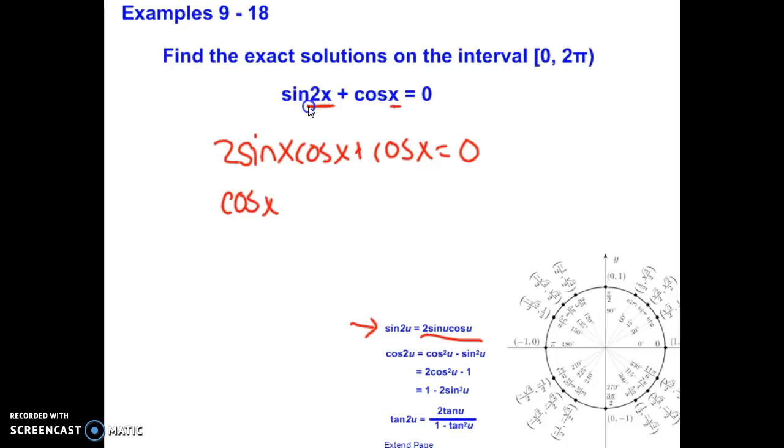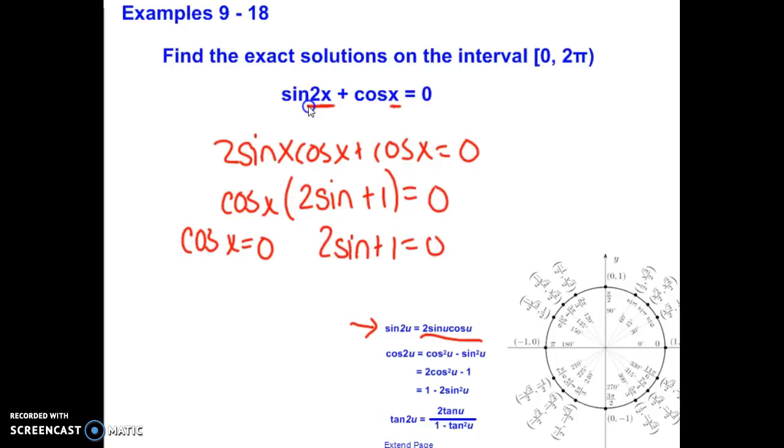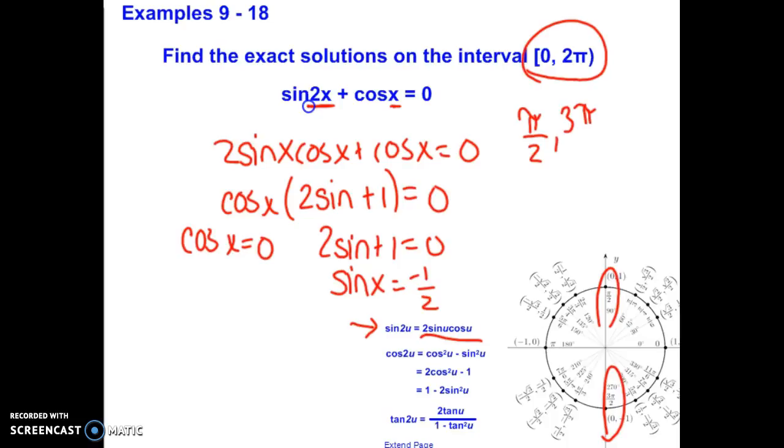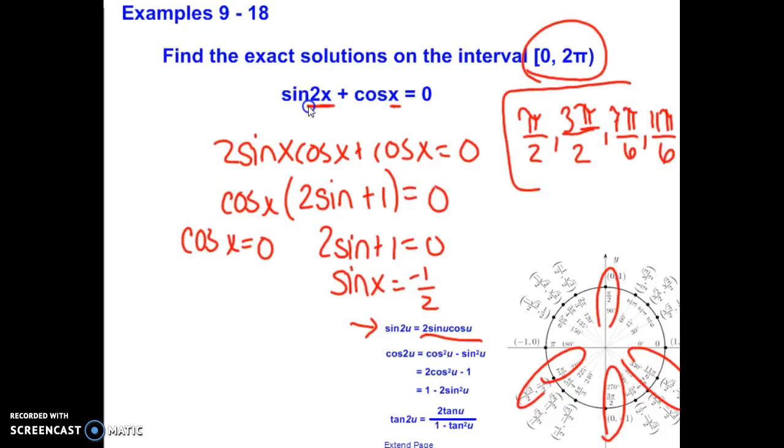Then I can solve as usual. Cosine x times 2 sine x plus 1 equals 0. I set each factor equal to 0. And then I solve. Cosine x equals 0, and sine of x equals -1/2. I need to find those values on my unit circle and make sure that I'm in this interval. So cosine is 0 here and here. So my solutions are pi halves, 3 pi halves. The sine is -1/2 here and here. So my other solutions are 7 pi over 6 and 11 pi over 6. And those would be my solutions.